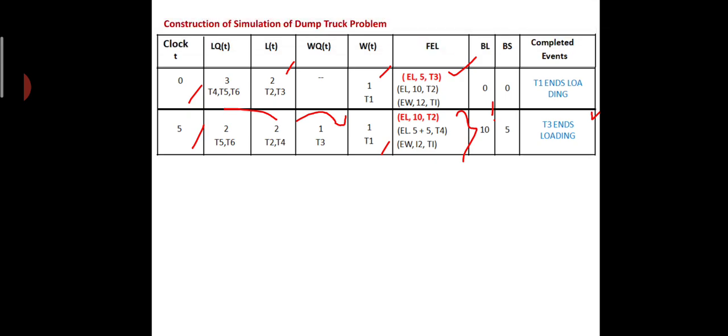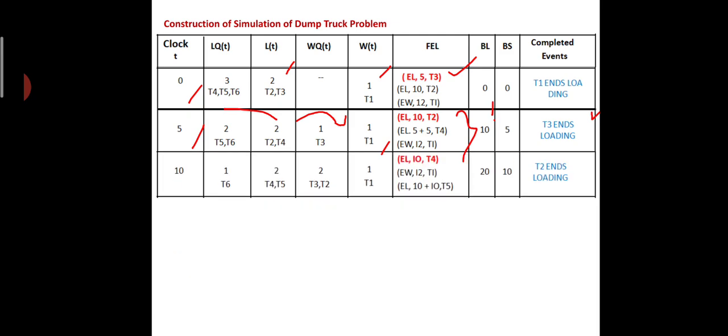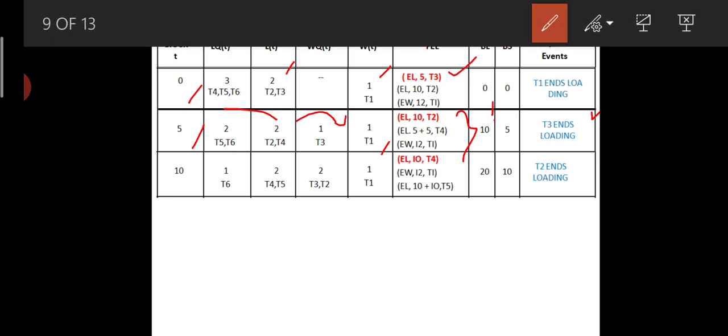So next we select the next event which is going to happen very soon from the FEL, advance the clock to that event time, execute it, and update all the statistic values. So the next event is end loading of T2 at 10. We advance the clock to this event notice and execute this event. T2 will complete its loading and move to the weighing queue, and we find out the next event notices which are going to happen very soon by referring to the event notices table.